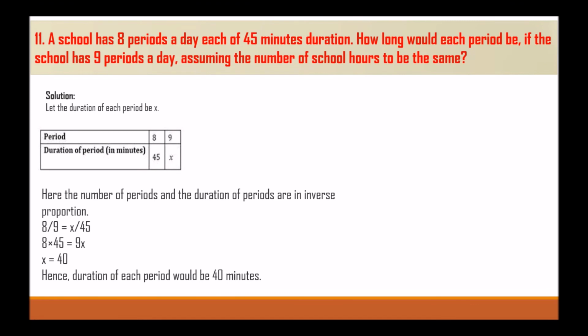So 8 upon 9 equals x upon 45. So 8 into 45 equals 9x. So x equals 40. Hence the duration of each period will be 40 minutes.